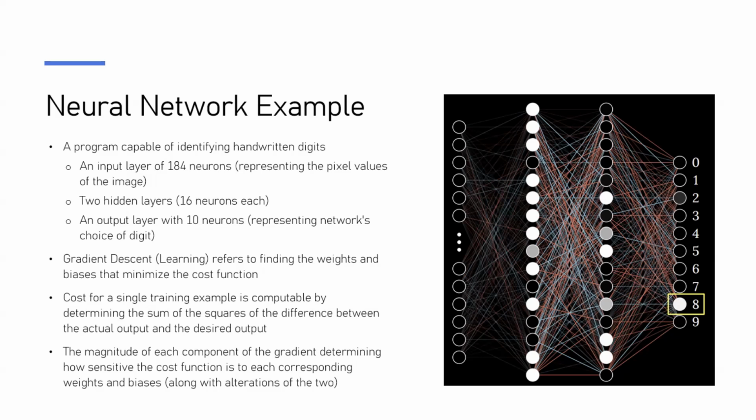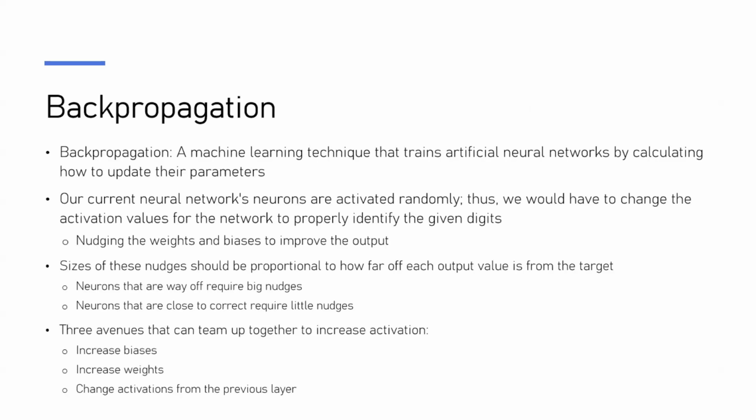Cost for a single training example is computable by determining the sum of the squares of the difference between the actual output and the desired output. The magnitude of each component of the gradient determines how sensitive the cost function is to each corresponding weight and bias, along with alterations of the two. Now, what we're going to be discussing is backpropagation. Backpropagation is a machine learning technique that trains artificial neural networks by calculating how to update their parameters.